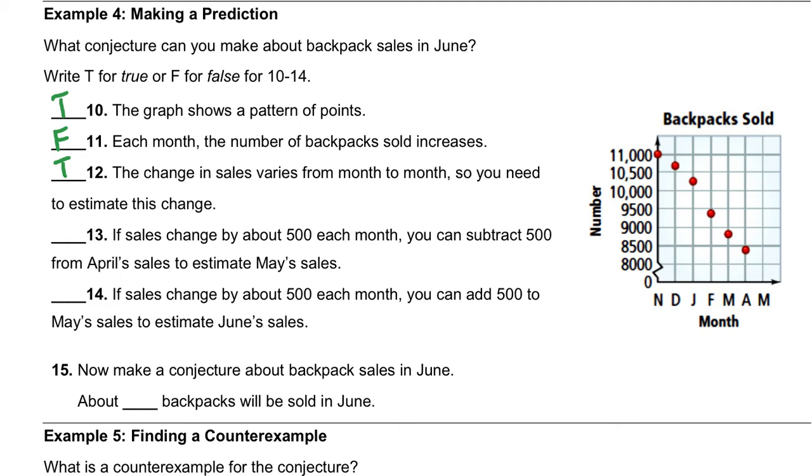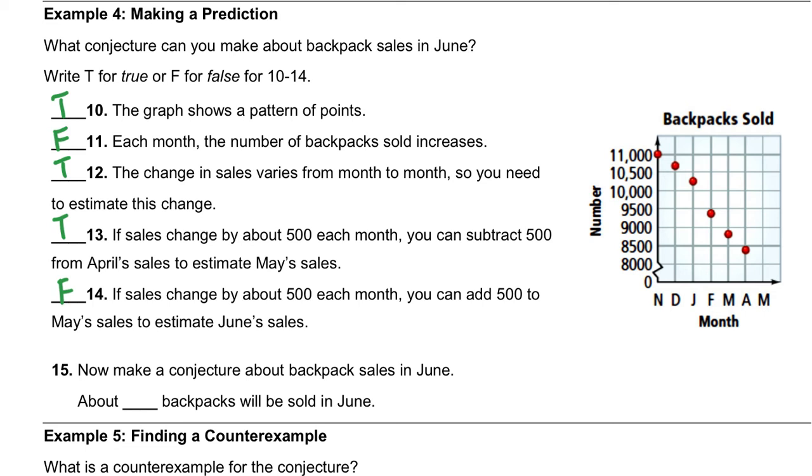If the sales change by about 500 each month, we can subtract 500 from April's sales to get May's sales. I think that's true. It's roughly 500 on average. If the sales change by about 500 a month, you can add 500 to May's to estimate June's. I think that's false. From May to June, I'm expecting it to decrease again.